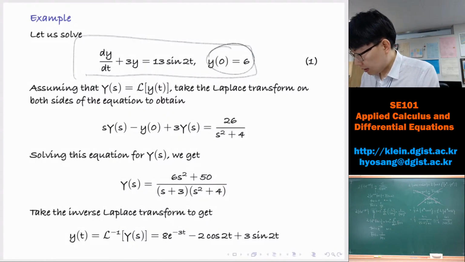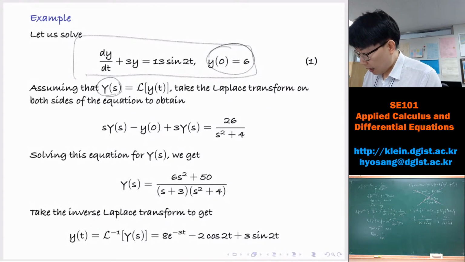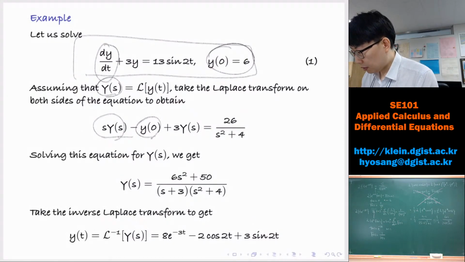Now, let's assume that large Y, usually we use capital letters for the Laplace transform, is the Laplace transform of small y, and use the Laplace transform on the left and right hand side. So on the left hand side, we get sY, because we have an order 1 derivative and n equals 1, minus y of 0. So this is the order 0 derivative and times s to the 0. So only one term appears as a negative term. So this is the Laplace transform of y prime.